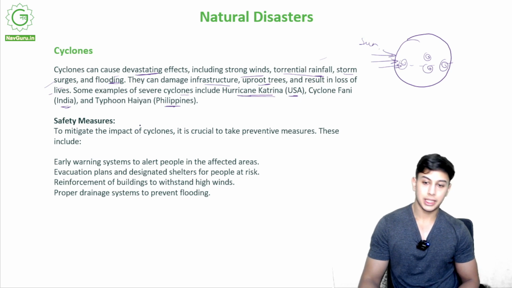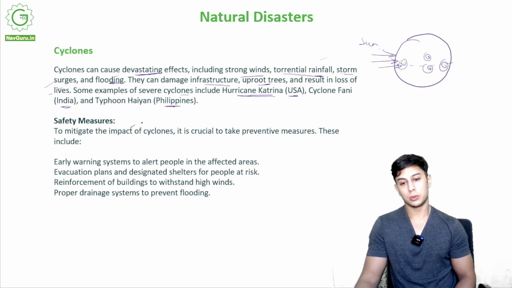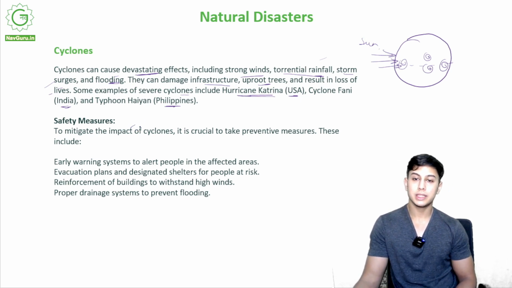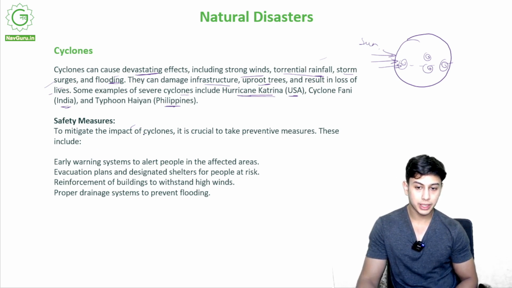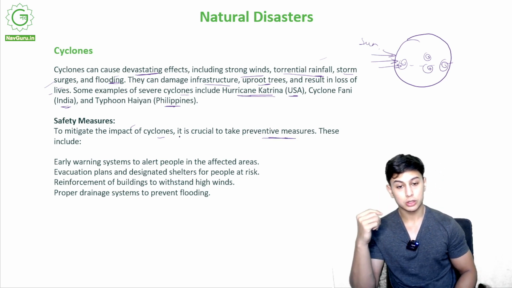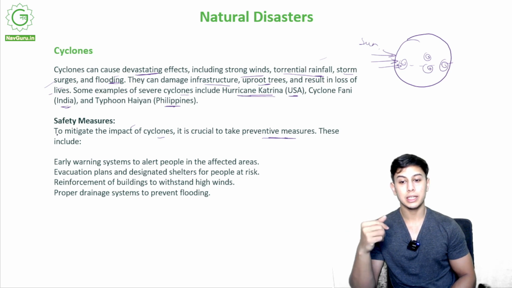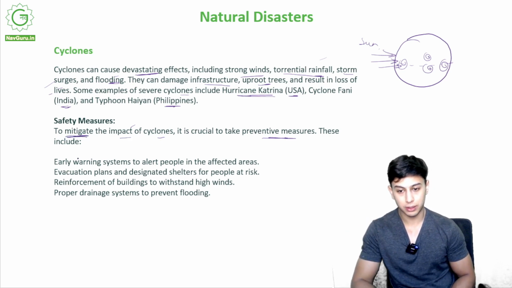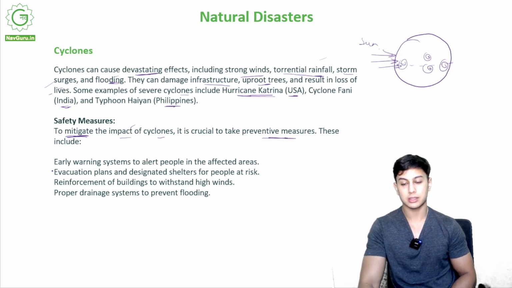Now, what are the safety measures that we can take when a cyclone occurs? So, recently also there was a cyclone near Odisha in India. So, to mitigate the impact of cyclones, it is crucial to take preventive measures. We should take preventive measures so that we can safeguard ourselves from the impact of cyclones. So, what are these measures?